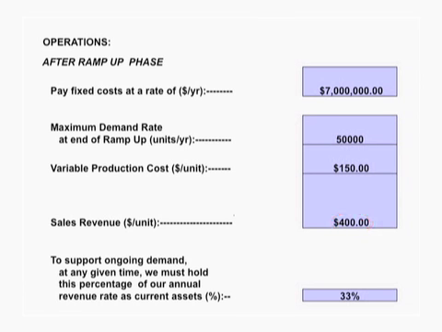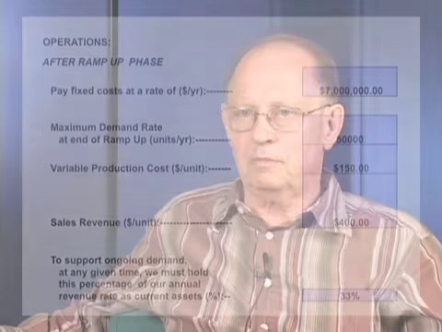In addition to this, when you ramp up your project, you also have to build up inventory and receivables, and that's part of your investment. And in this particular project, they estimated about 33% of the revenues that the company is making is going to appear either as inventory or receivables.